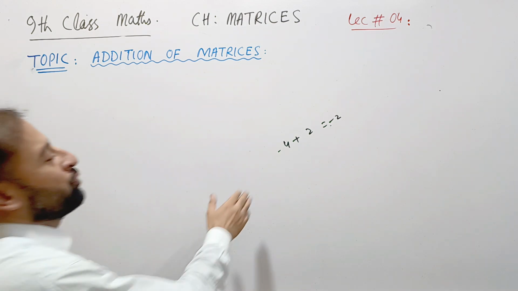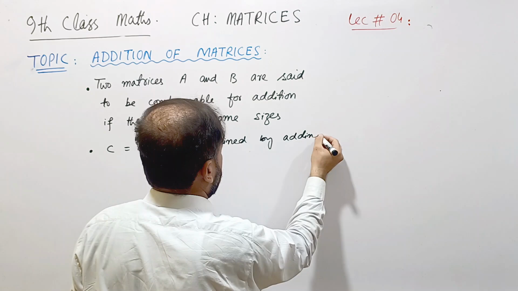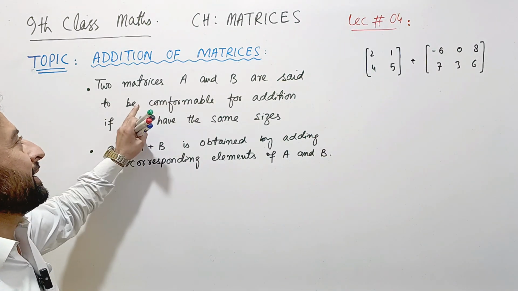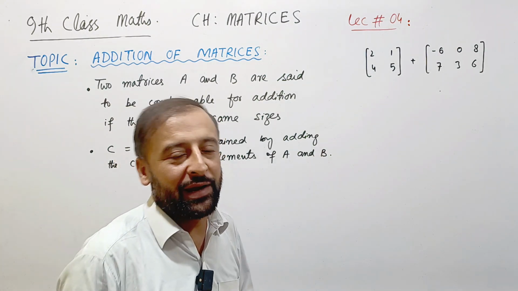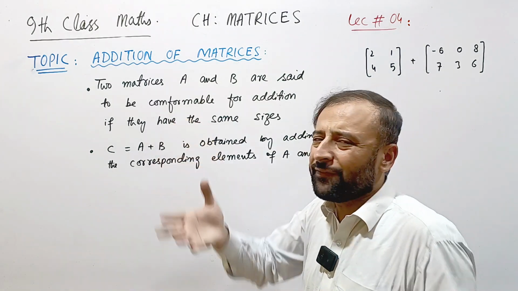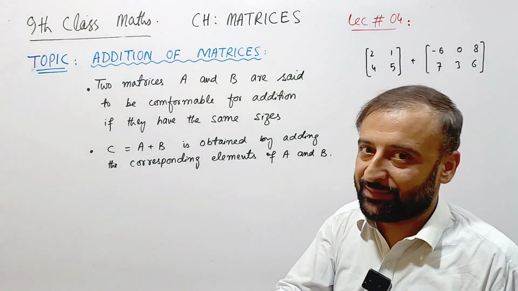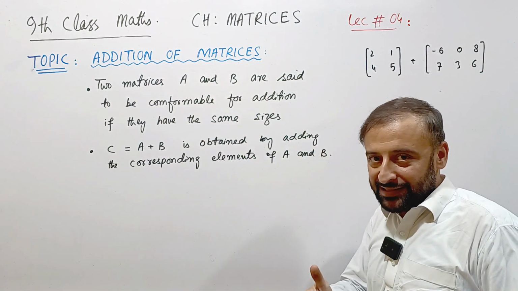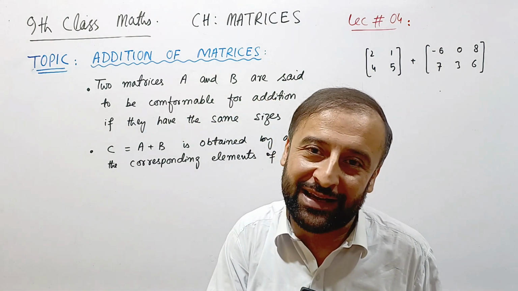I write the simple two statements. All right, students, what did I write? The statements are: two matrices A and B. Suppose A and B are matrices. They are said to be conformable for addition, or fit for addition, or suitable for addition, or their addition will be possible if they have the same sizes. Means that we can add two matrices if and only if they have the same sizes.